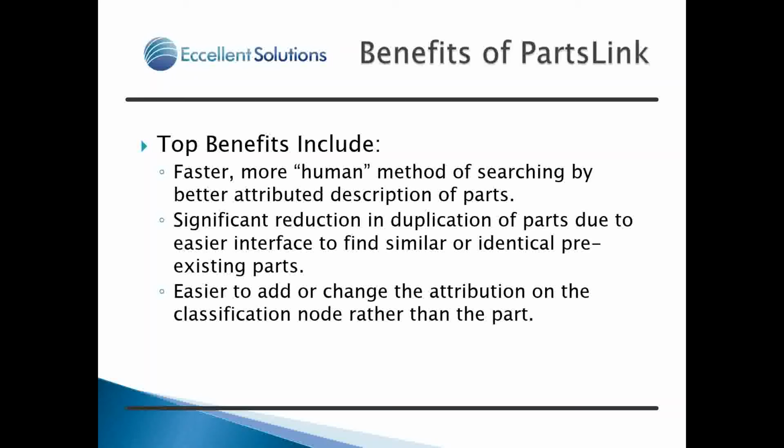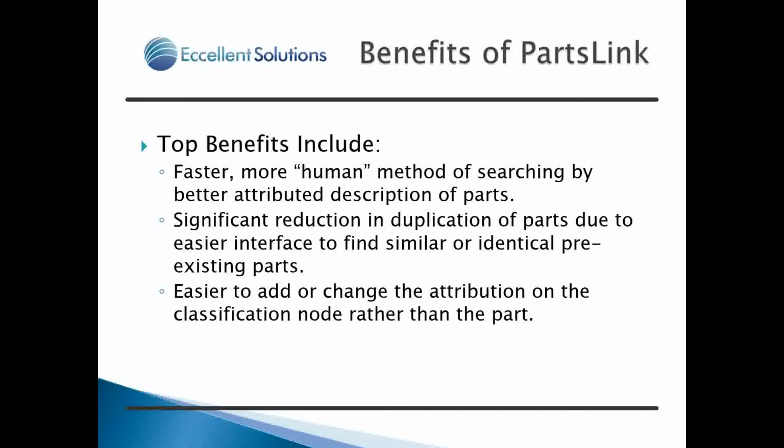So the top benefits of using PartsLink include a faster and more human method of searching, because now you don't have to remember that a certain part number happens to have a certain set of attributes. You can just simply search on that attribute itself. And it's a bit more of a streamlined method of search than the out-of-the-box search pane on the left-hand side of the flyout. What you'll notice is that after using PartsLink for a period of time, there'll be a significant reduction in duplication of parts, because it'll be easier for the user community to find similar or identical pre-existing parts when going into new product development or trying to find additional parts to satisfy a particular item coming up.